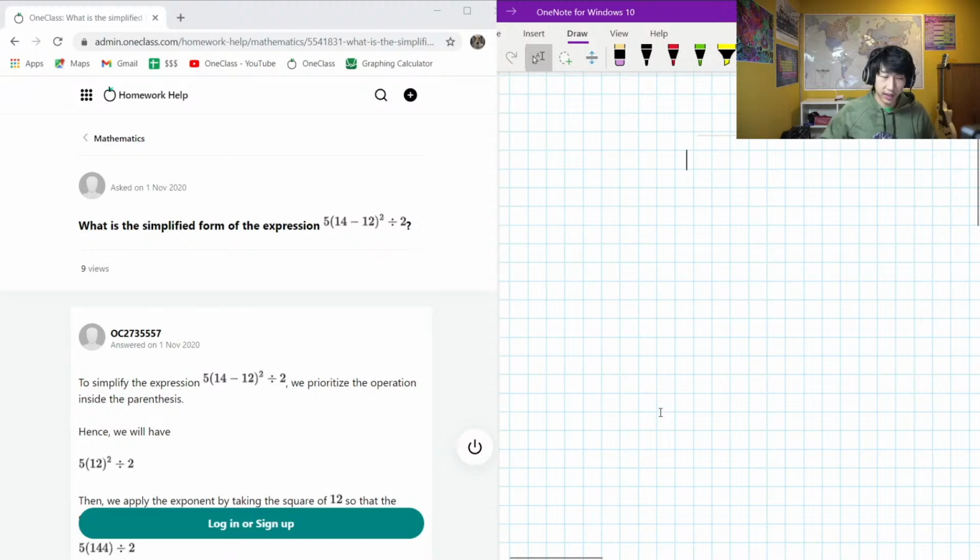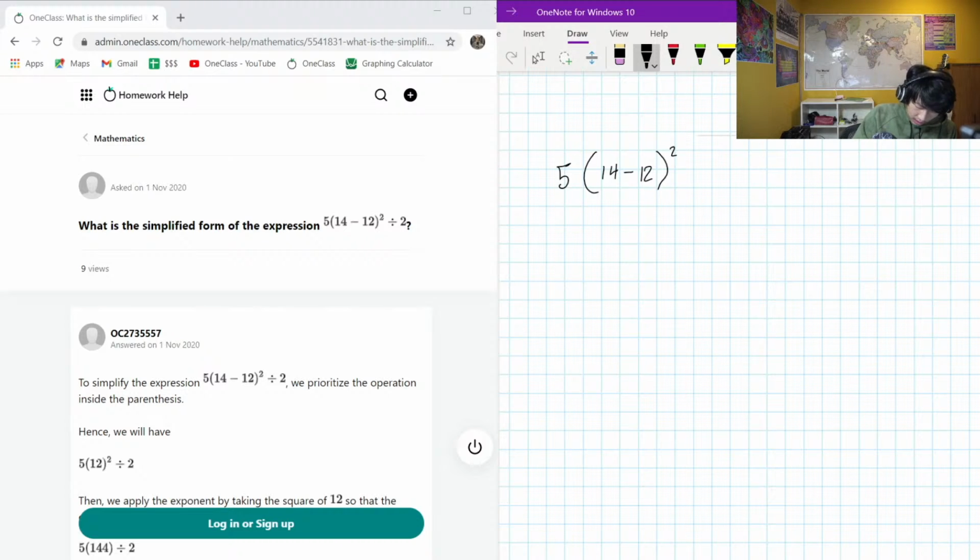Okay, so here is the next question that we have on the menu today, and it is asking us, what is the simplified form of the expression? Instead of reading that out, I'll write it out. Okay, so we have 5 multiplied, in brackets, by 14 minus 12. All of that is squared, and we divide this by 2.